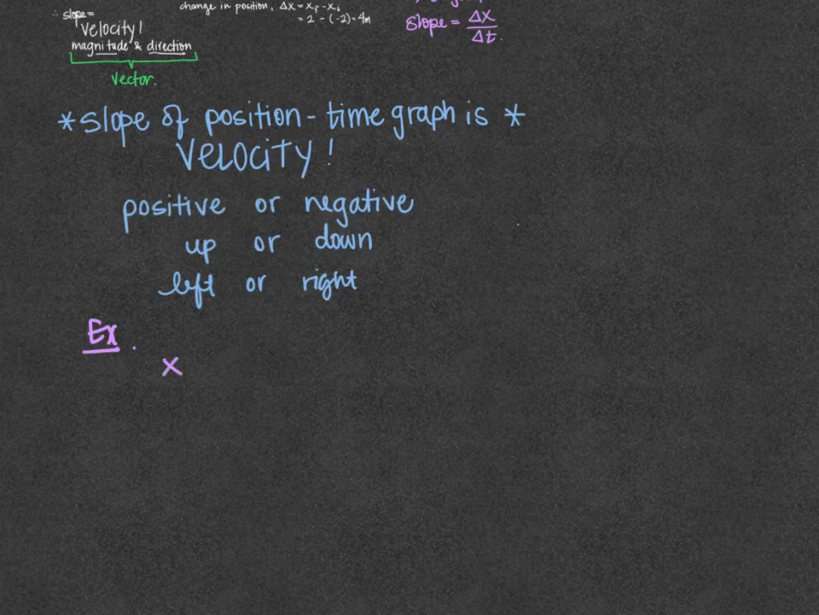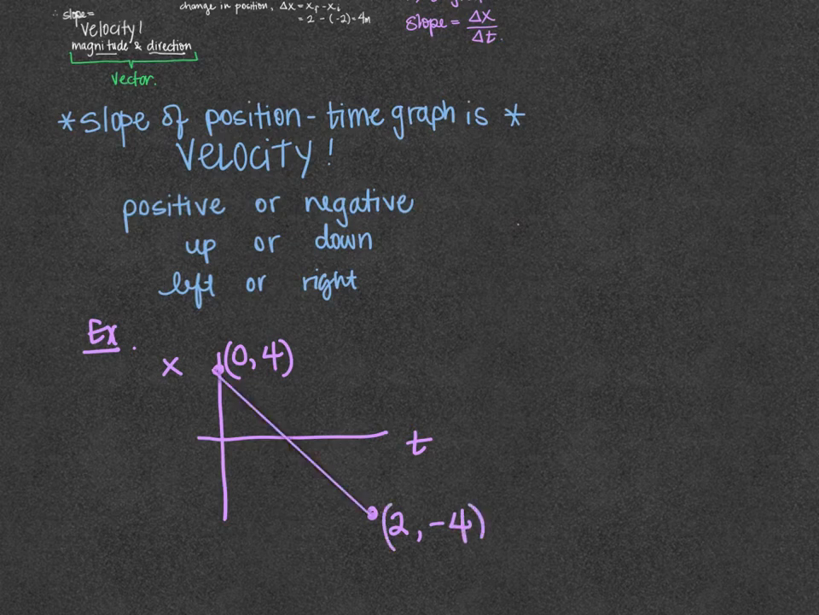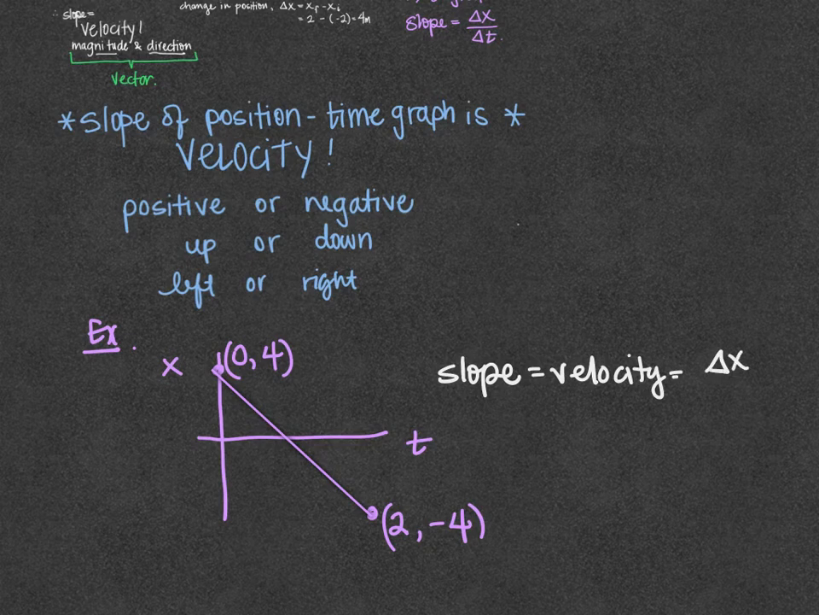So for example, let's look at a position time graph where we have an object that starts at an initial position of 4 meters and at t equals 0. So that point is 0, 4. And then later at 2 seconds, we're at negative 4 meters. So connecting those dots, I can find the slope of that line, which is the velocity, because this isn't a distance time graph, it's a position time graph. So it's the change in x over the change in t.